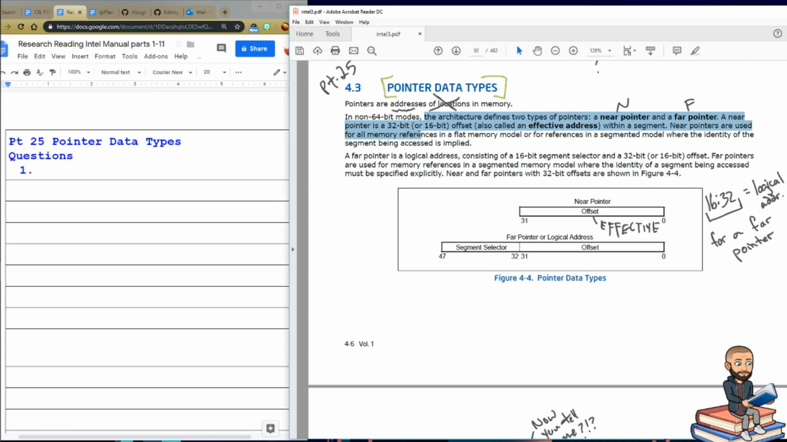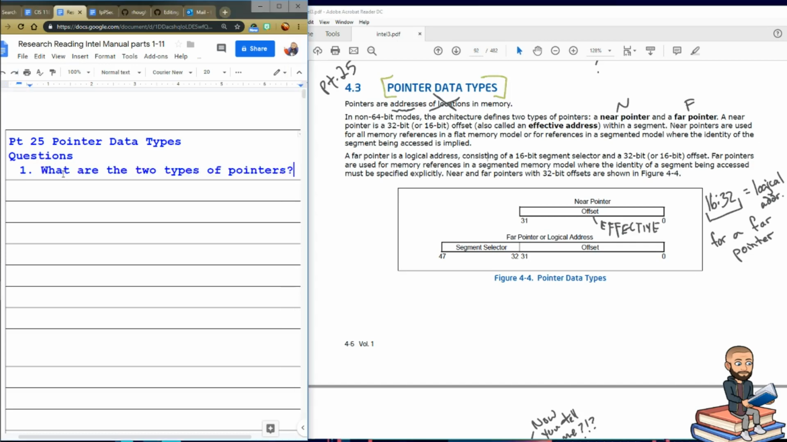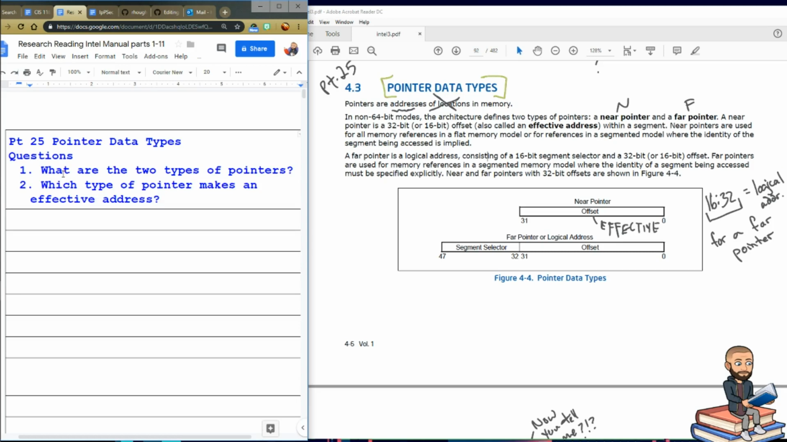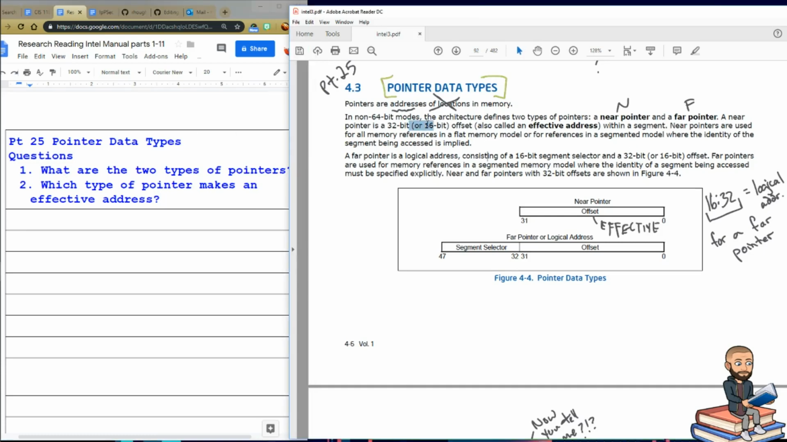Near pointers are used for all memory references in a flat memory model, and I think flat memory model is the most common one, or for references in a segmented model where the identity of the segment being accessed is implied. And when it says implied, I imagine that colon separated thing. So a softball question to begin: what are two types of pointers? I think this next one's a good question. Which type of pointer makes an effective address? I say that because it just said here that a near pointer can be 32 or 16-bit offsets, and if we're talking offsets, now we're talking about effective addresses, because an offset calculation gives us an address.